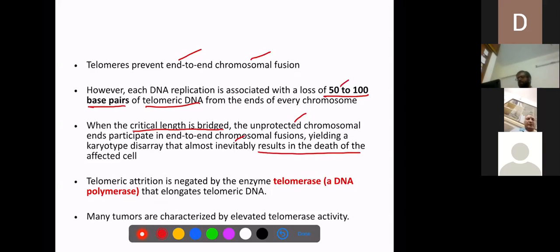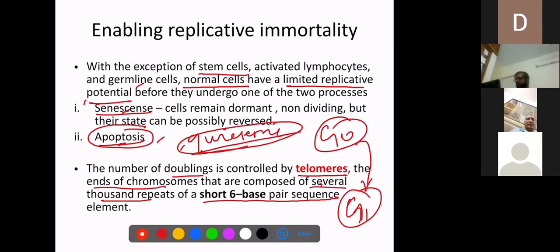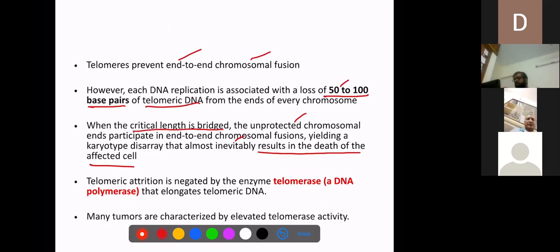So, just simple. We don't need to go through all these things. Very simply, these telomeres are short 6 base pair sequences. They repeat themselves. They are present at the end of a chromosome. After every division, the DNA of the telomeres gets shortened. Once the critical length is reached, the cell is not able to divide further. So it undergoes death.